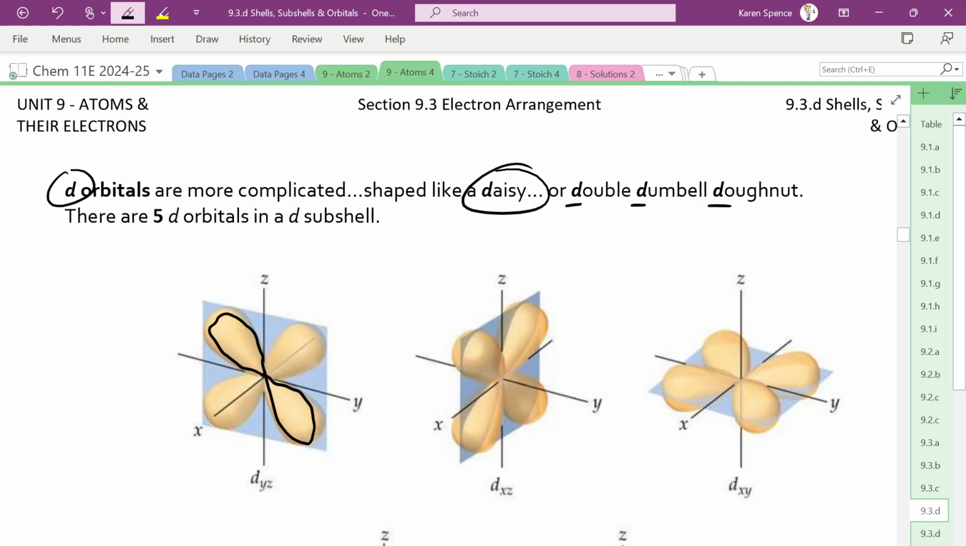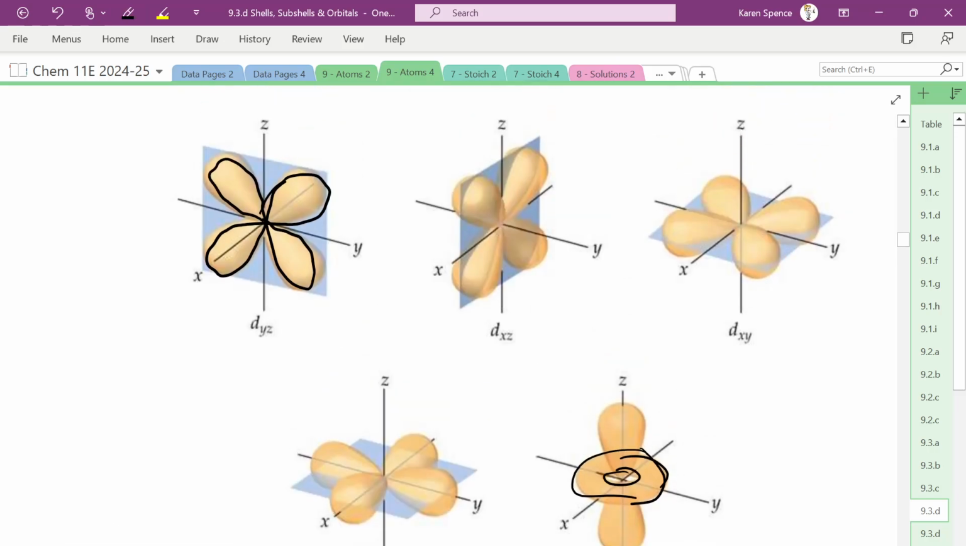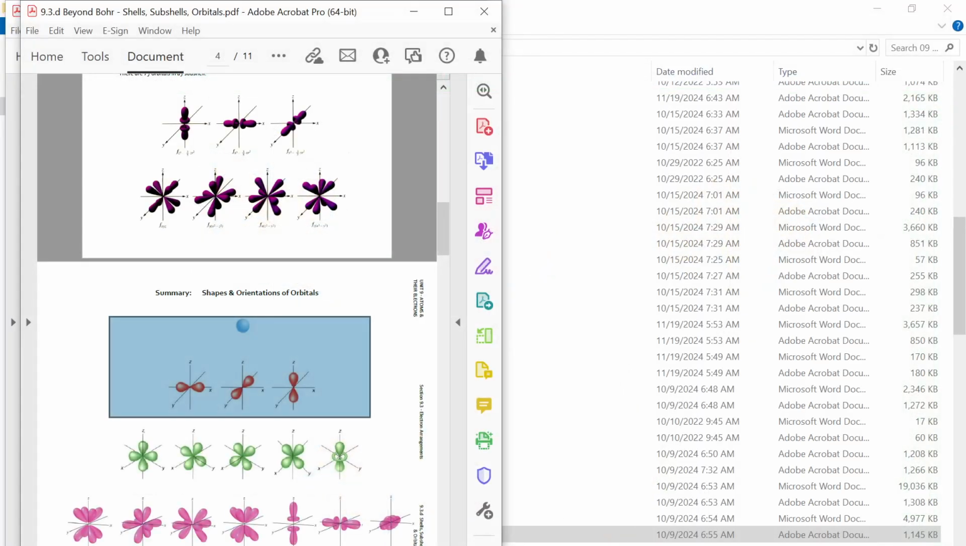You guys know what a dumbbell is, like one of those things. You have a dumbbell here. So double dumbbell, and then this last one here has a donut. What? I know. I'm like, I don't know. Waves, they're weird, right? So those are the 5 shapes of the D orbitals.